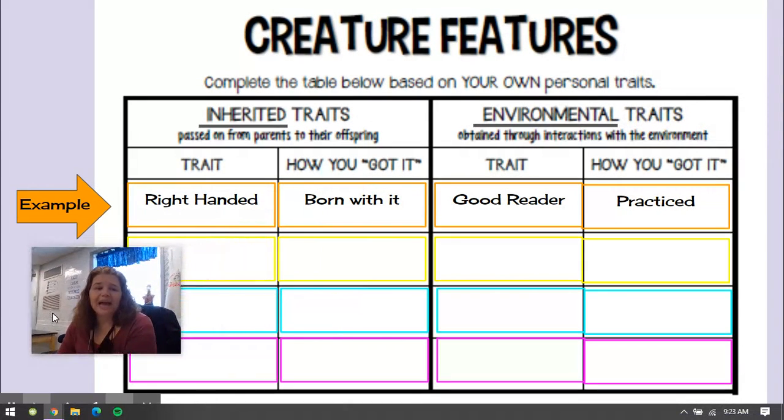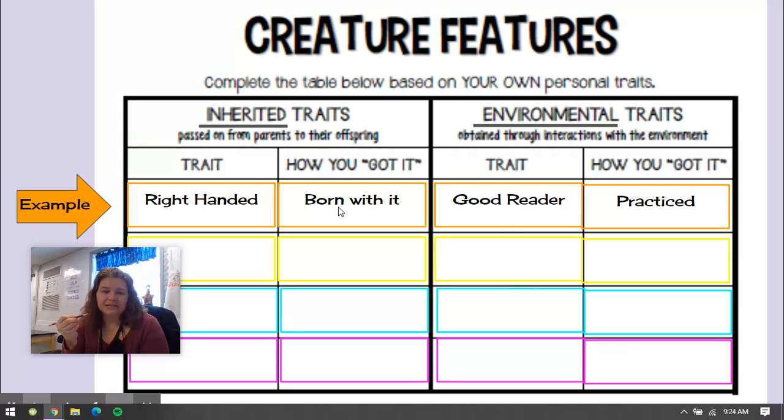So you are going to be asked to think about your own traits. I put an example down here. When looking at my traits, I am right-handed. I do all my work right-handed. And that's one of my inherited traits. How I got that trait, I was born with it. I didn't have to go to the store and buy it. I didn't have to go to my closet and pick it out. I was born being right-handed.